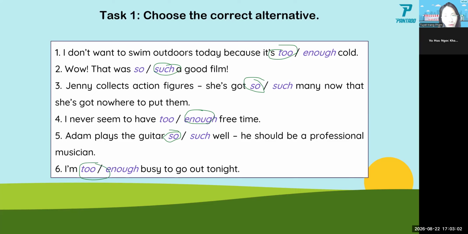I don't want to swim outdoors today because it's too cold. Wow, that was such a good film. Number 3. Jenny collects action figures. She's got so many now that she's got nowhere to put them. Number 4, I never seem to have enough free time. Number 5, Adam plays the guitar, so wow. He should be a professional musician. Number 6, you have 2. I'm too busy to go out.